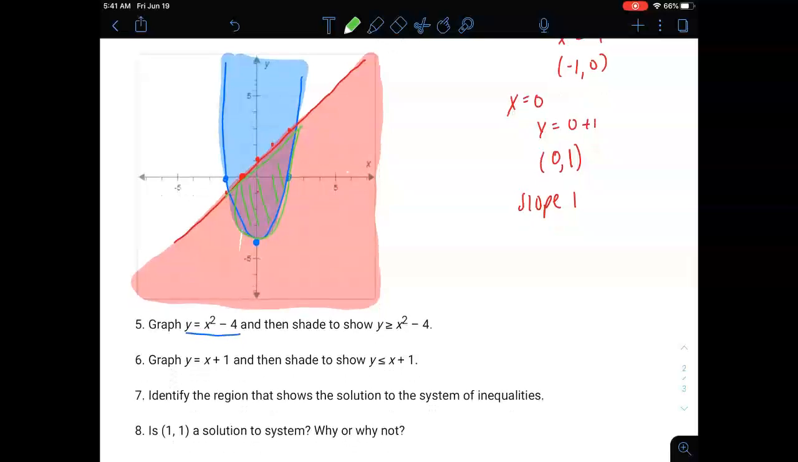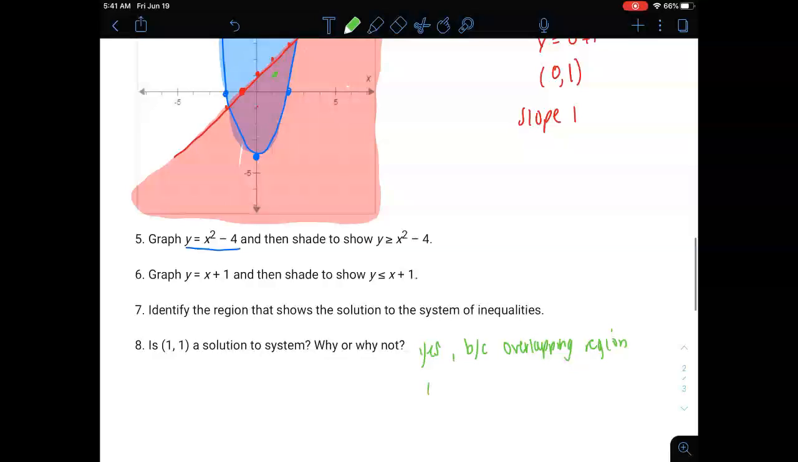All right. Is 1, 1 a solution to the system? Why or why not? Well, let's look on our graph here. If I get rid of those lines that I just made. Is 1, 1 a solution? We go over 1, up 1. So that would be right there. The answer is yes. It is a solution. And you can say because it's in the overlapping region. And that means that it's included in both inequalities.